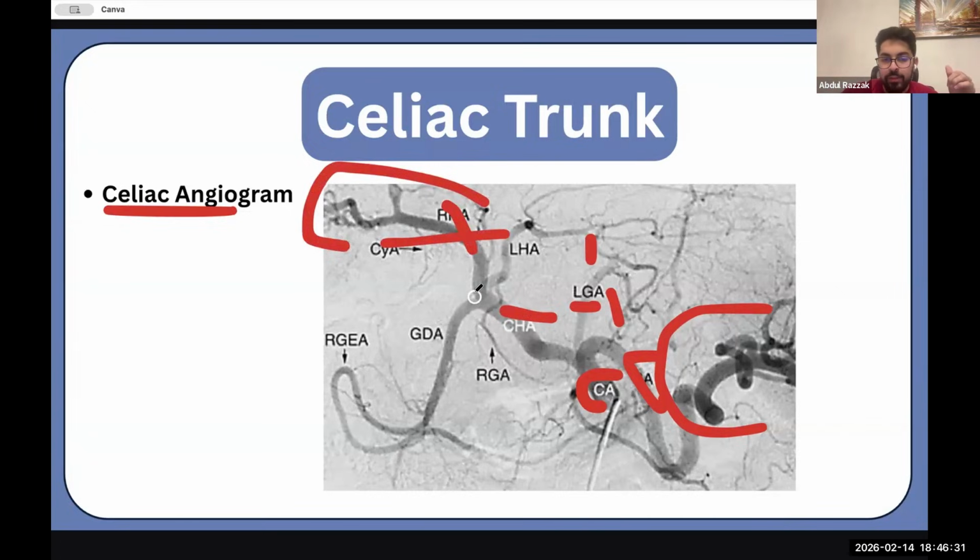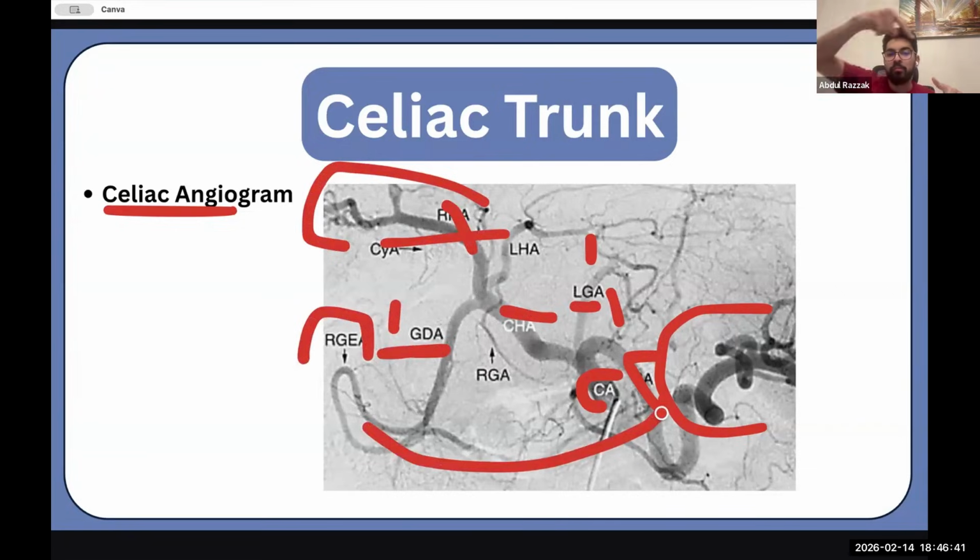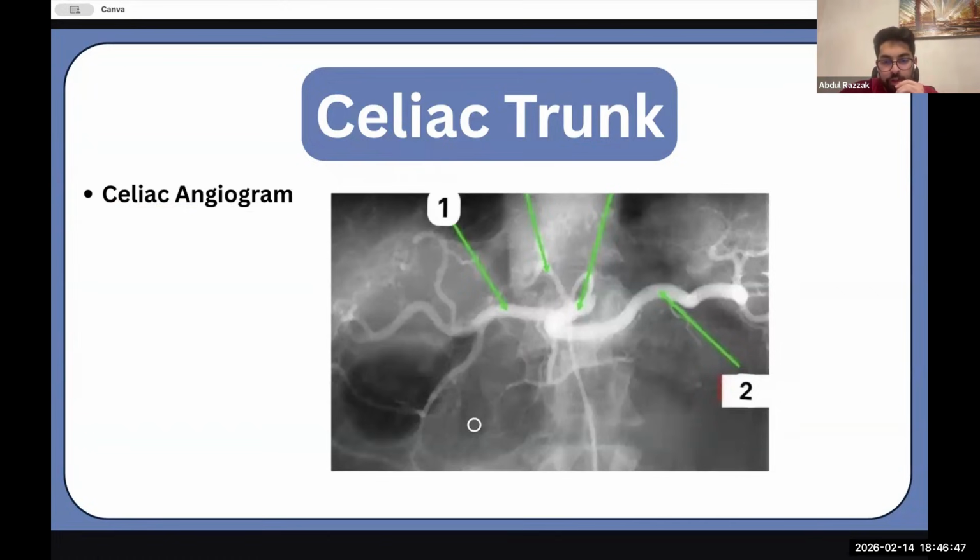However, if you see it giving branches downward like this, then this is the gastroduodenal artery. And you might be able to see the right gastroepiploic artery trying to go and supply the stomach from the other side. Okay? I hope this is not confusing. I hope this is very clear. طيب, this is another angiogram.